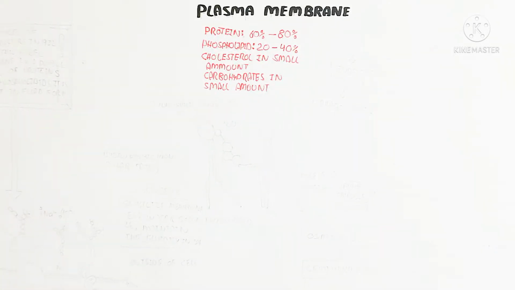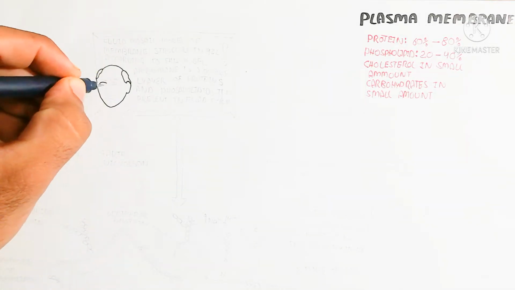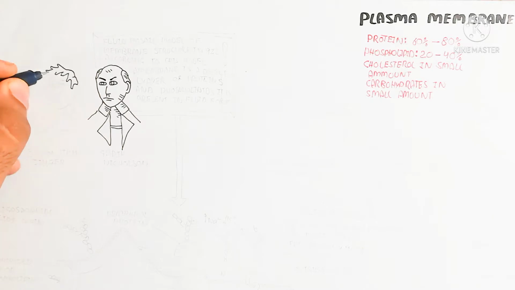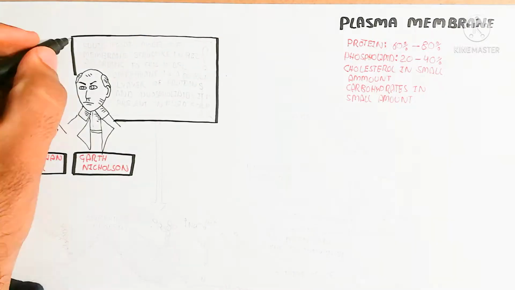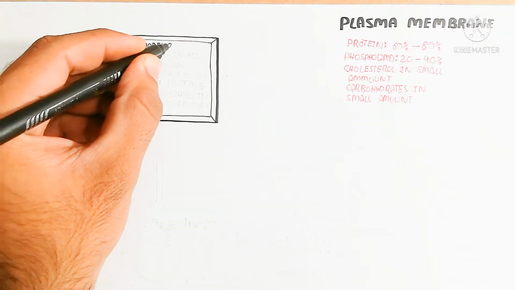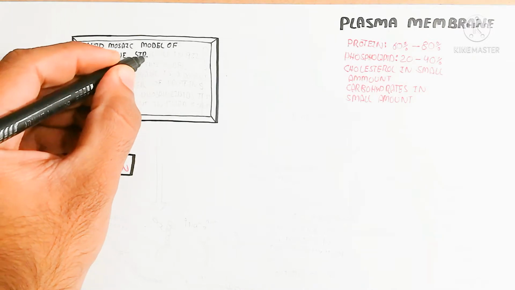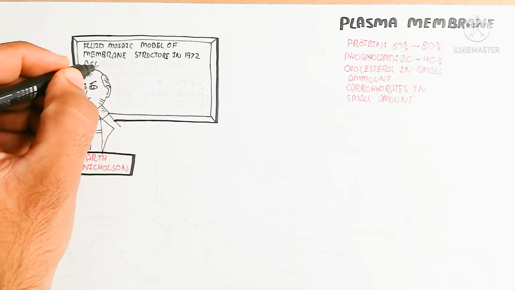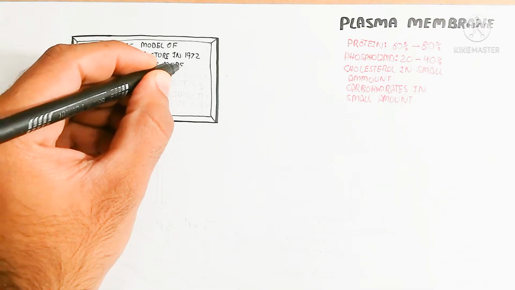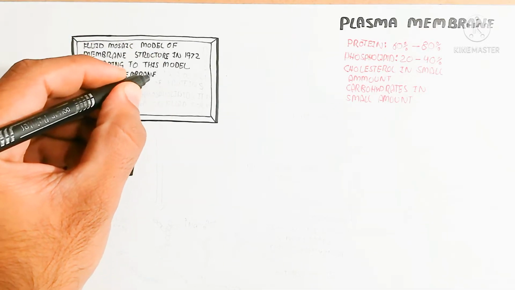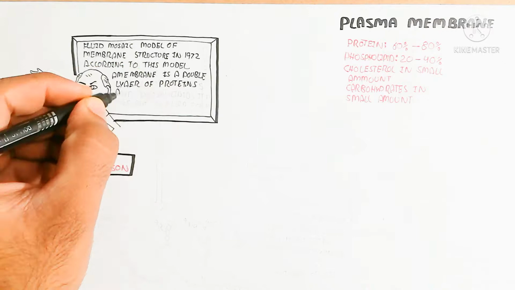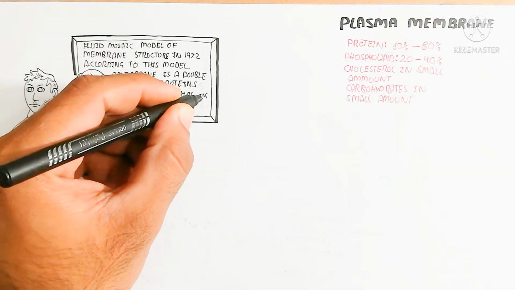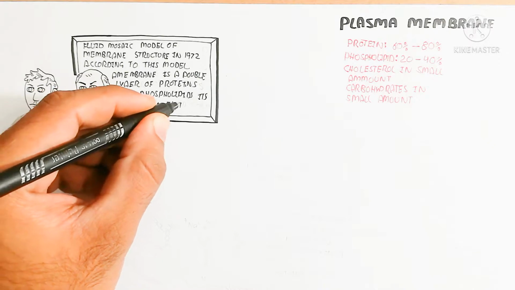Jonathan Singer and Garth Nicholson, the two scientists who discovered the plasma membrane structure, gave it the name fluid mosaic model of membrane in 1972. According to this model, a membrane is a double layer of proteins as well as phospholipids. It is present in fluid form, and the proteins are embedded in the phospholipid bilayer, so you can understand it this way.